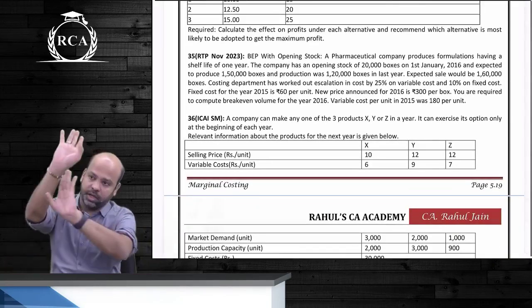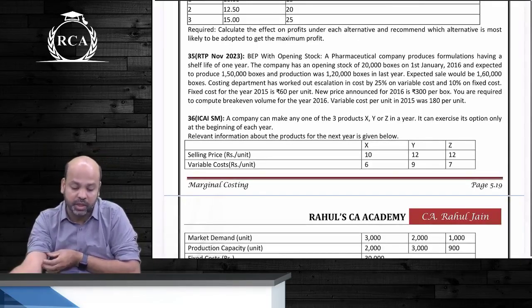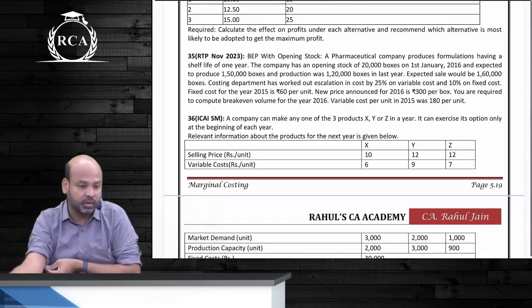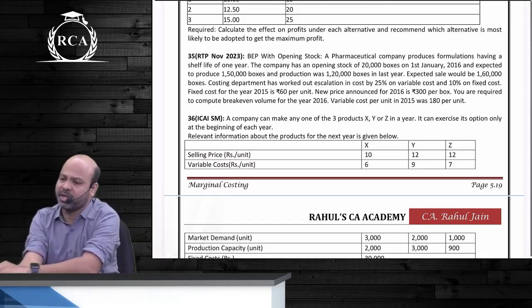This question originally came in CA final some 15-20 years ago. After that, it was given in your test, but then it came in the examination once in CA Inter also. Long back, in 2016 or 15, it had come once in the exam.